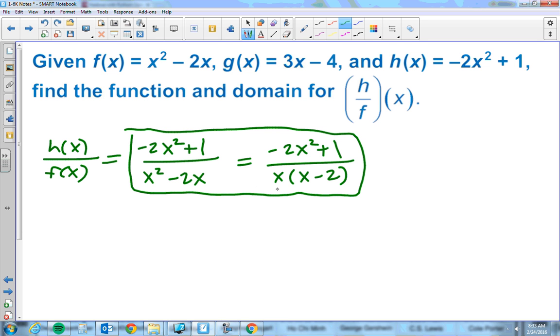I'll take it either way. Factor form or actually simplified. But you can't cancel anything. And then once again, that represents the quotient function, h over f of x.